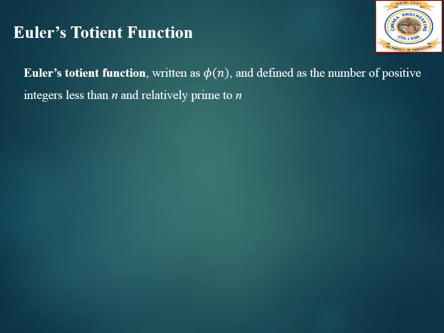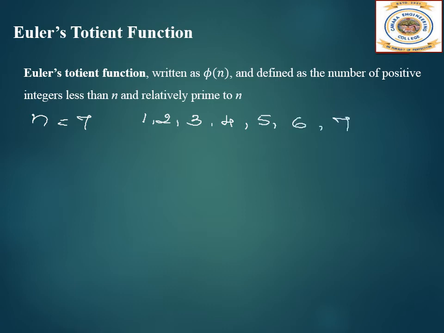So before learning about Euler's theorem, let us see what is meant by Euler's totient function. So Euler's totient function is written as phi of n and defined as the number of positive integers less than n and relatively prime to n. So let us consider n is equal to 7. So if I consider n is equal to 7, let me just list out the numbers from 1 to 7. So 1, 2, 3, 4, 5, 6 and 7.